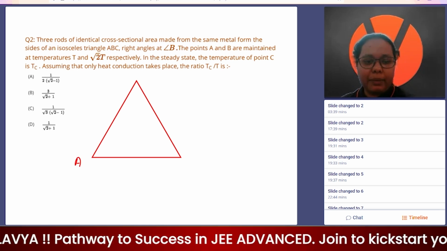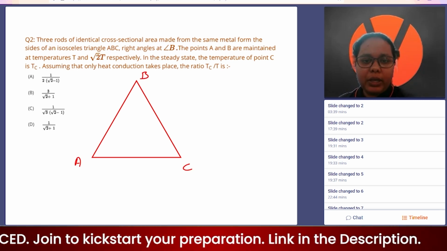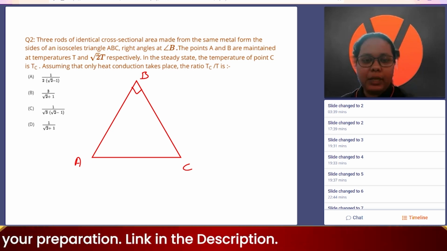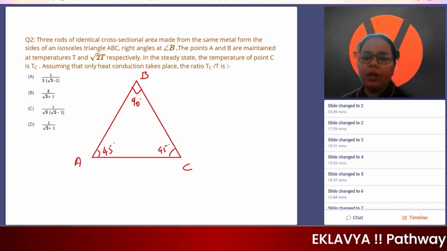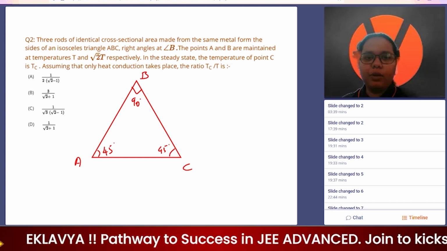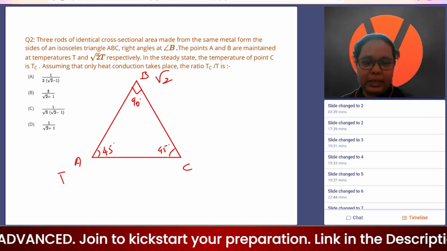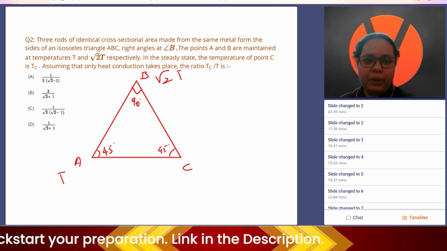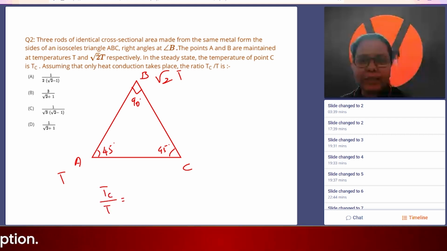See, for example, if you are keeping this as A, B and C, here it is at right angle, means if it is at 90 degrees, then these two angles should be 45 degrees and 45 degrees. Here they mention the temperature at A is T, and at B it is going to be root 2 T. And what they are asking is the Tc by T value.